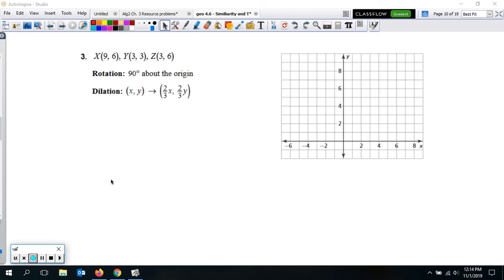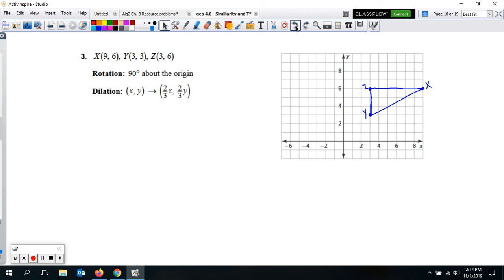Okay, so for problem 3, we have X, Y, Z, so you want to first plot those points. Go ahead and do that. Plot X, Y, and Z on the coordinate plane it gives you. All right, hopefully you've done that. You pause the video and you've done that. It should look like this. X, Y, and Z, the triangle is over there.